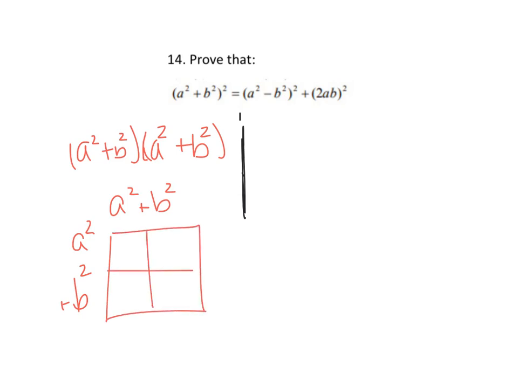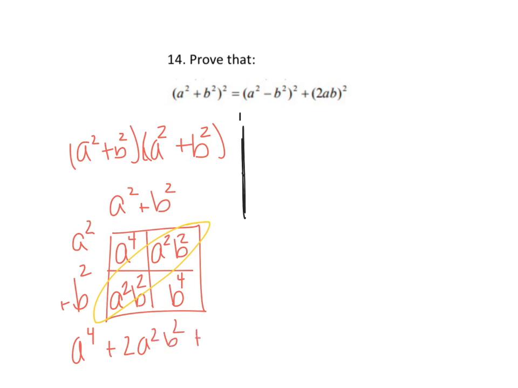So when I multiply this, I get a squared times a squared, which is a to the fourth. A squared times b squared is a squared b squared. Again, a squared b squared here, and b to the fourth here. I can combine the middle two terms because they're both a squared b squared, so I'll get a to the fourth plus 2a squared b squared plus b to the fourth. And this is it for my left side.